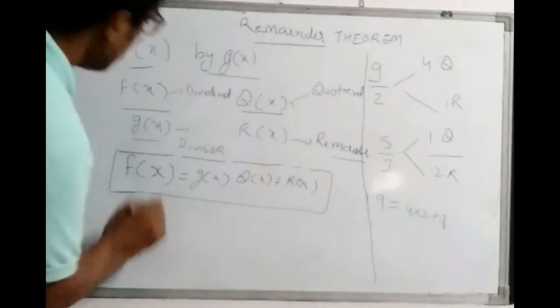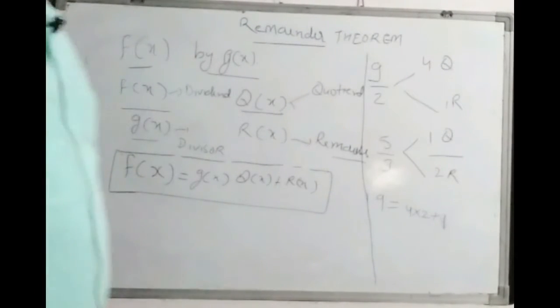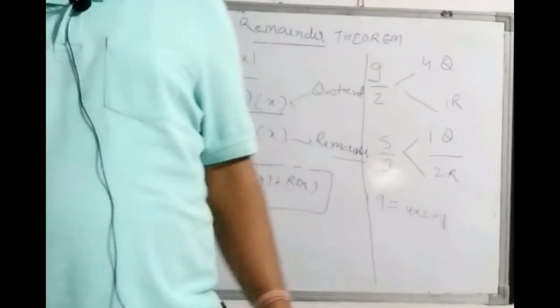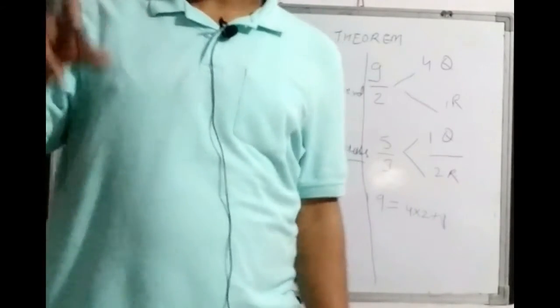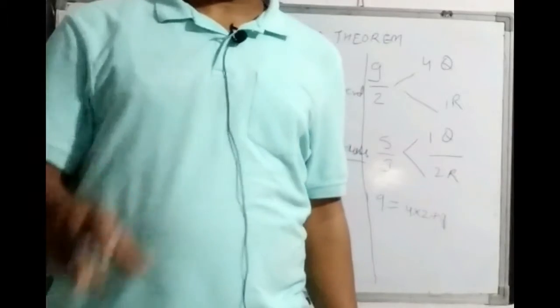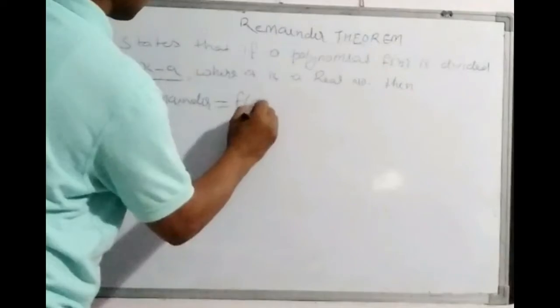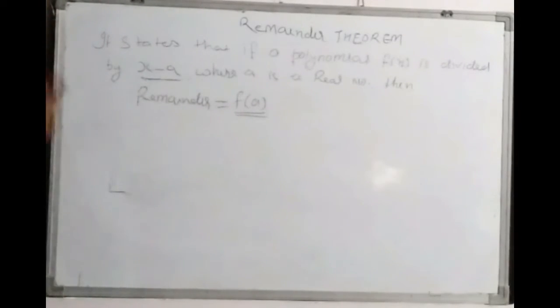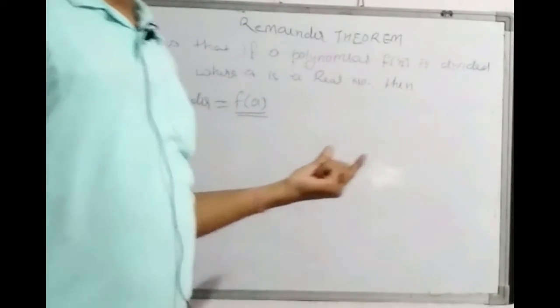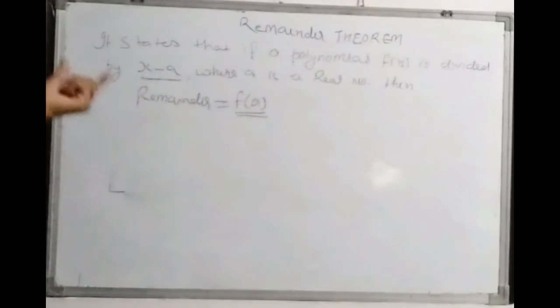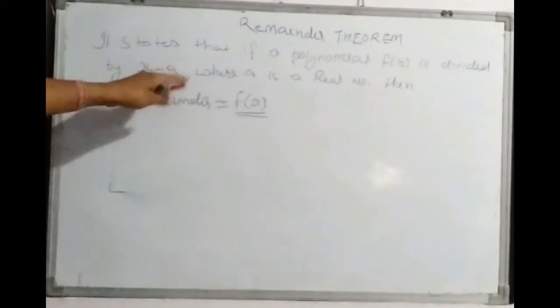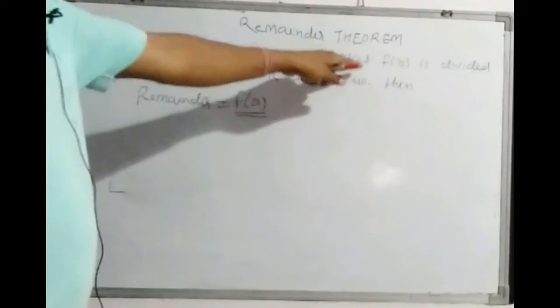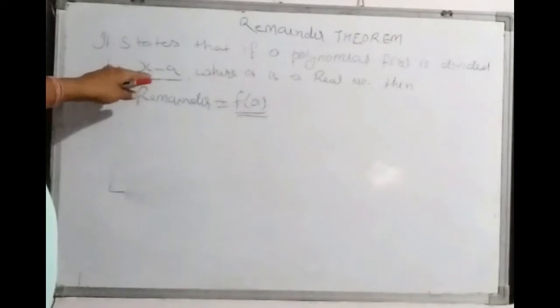So now what does the remainder theorem say? Remainder theorem says if we divide a polynomial f(x) by x minus a, then the remainder of this division will be f(a). What does it mean? As per this theorem, we have the divisor. What is the divisor? The divisor is x minus a. And we have polynomial f(x) which is divided by this x minus a.